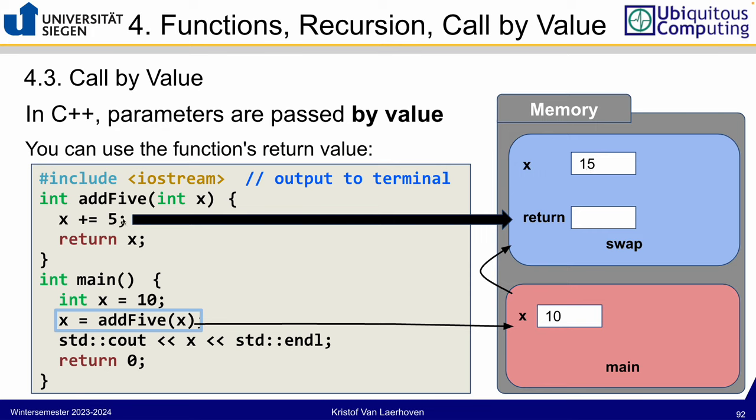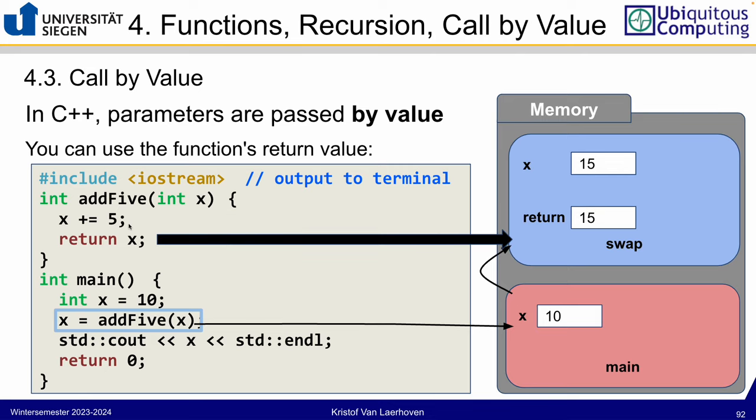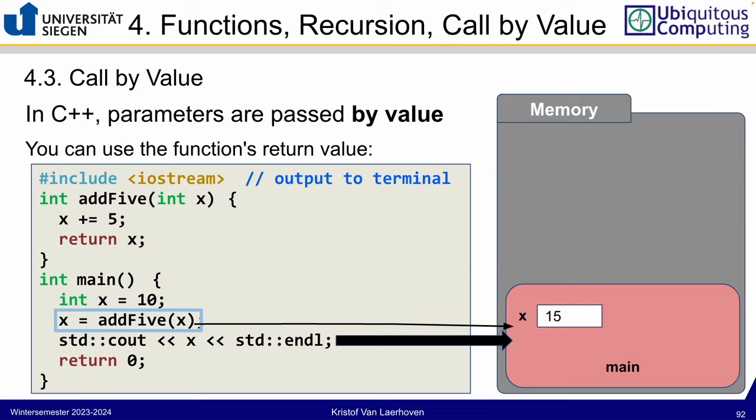Right? That is what will happen at this particular point. And when we return x in this case, and this is the new thing that we didn't do in the previous slide with swap, we return the value of our parameter x. Then we basically have this 15 in our memory, which we copy over to where the function was. So this function add 5 is then returning the value 15, which is then assigned to x over here again, right? So in that case, x has become 15.